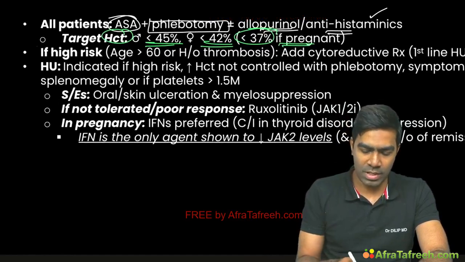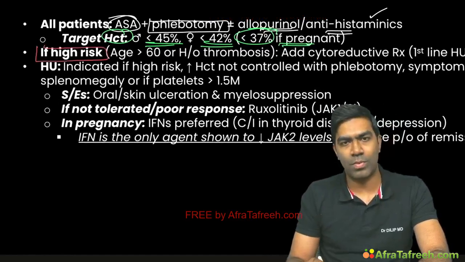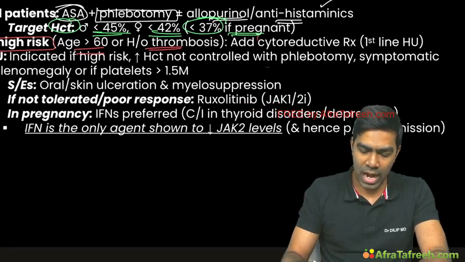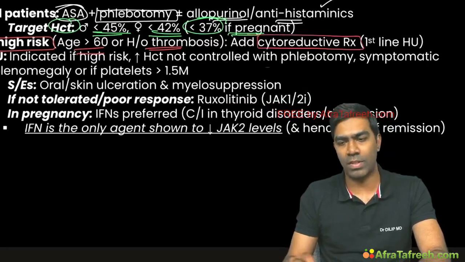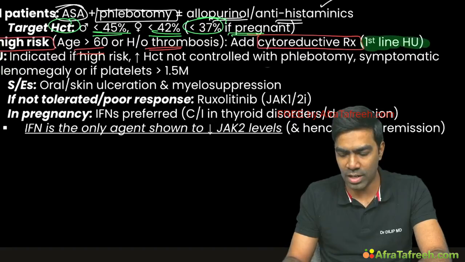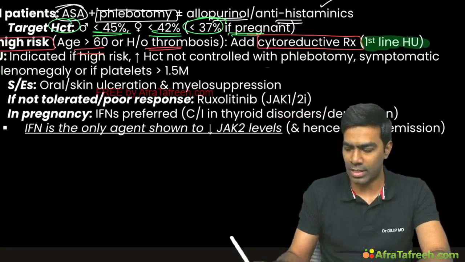And in case the patient belongs to a high risk group, what do you mean by high risk? Elderly patients, age more than 60, or those with history of thrombosis, it's better to add cytoreductive therapy. The first line cytoreductive treatment in the setting of polycythemia vera even now is hydroxyurea, simply called Hydrea.